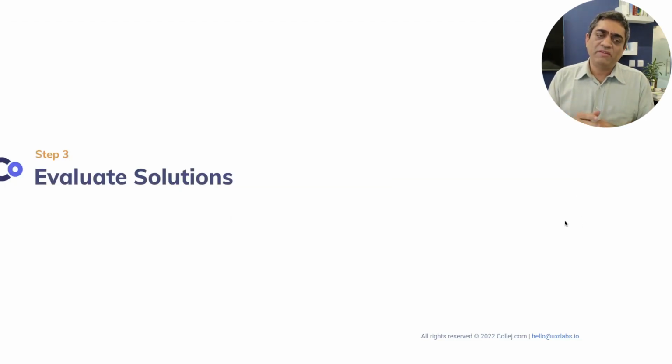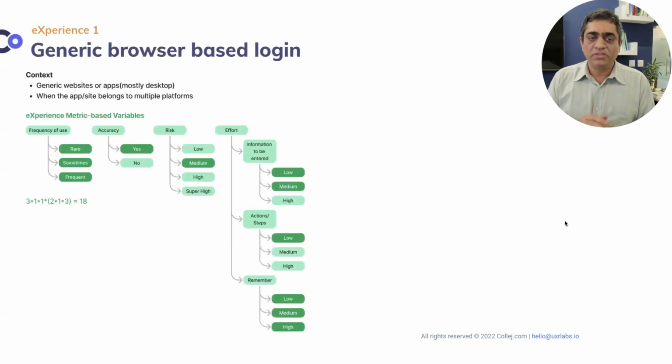So let's look at some of the evaluations, the solutions. Let's look at a basic generic browser-based login. So if somebody was logging in with a user ID and password, from a frequency perspective, you could either be a rare user or sometimes, or frequent, it doesn't matter. The frequency of use doesn't matter. However, accuracy matters, so you want it to be accurate. And the risk is generally medium.